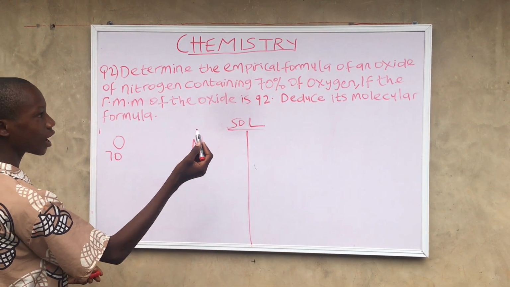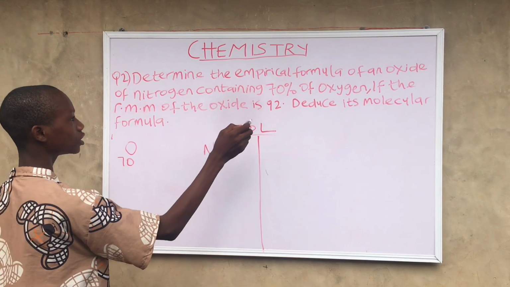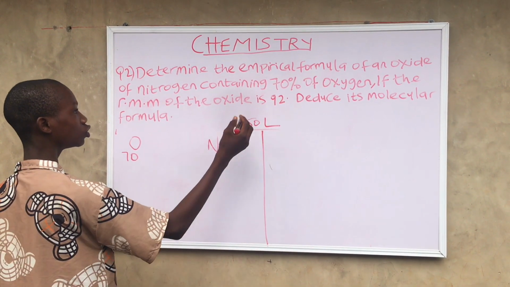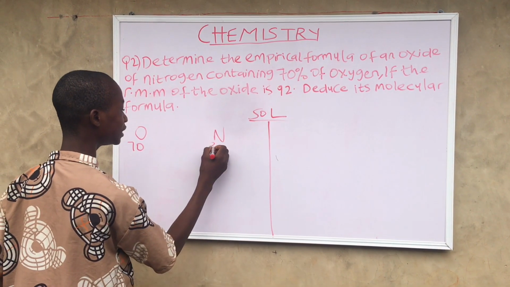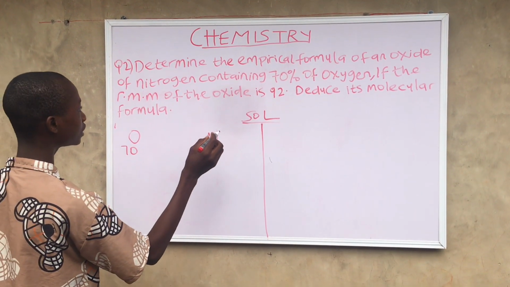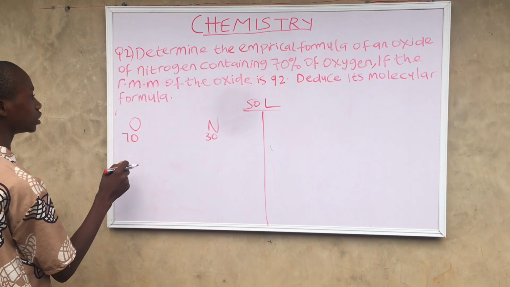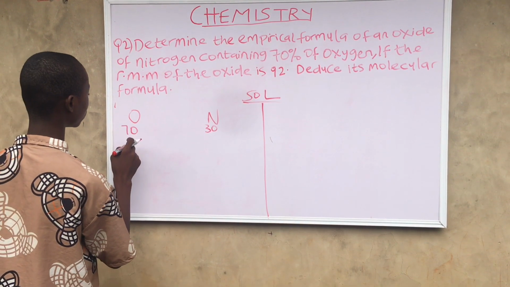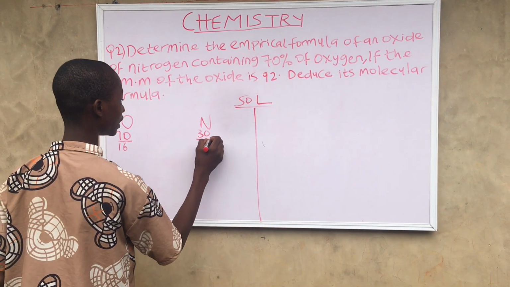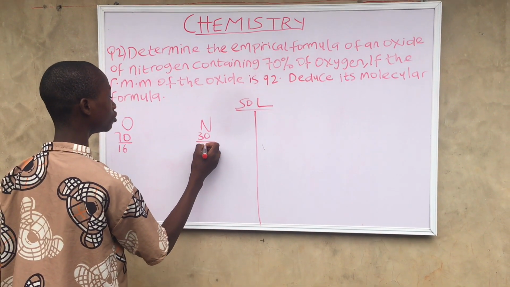To get the percentage of our nitrogen, we have to subtract 70% from 100. So 100 minus 70 will give us 30%. We are going to divide it by the atomic mass. For oxygen, 70 over 16, and for 30, the atomic mass of nitrogen is 14, as we all know.